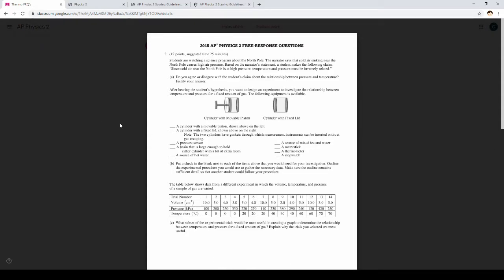Based on the narrator's statement, a student makes the following claim. Since cold air near the North Pole is at high pressure, temperature and pressure must be inversely related. Do you agree or disagree with the student's claim about the relationship between pressure and temperature, and justify your answer?